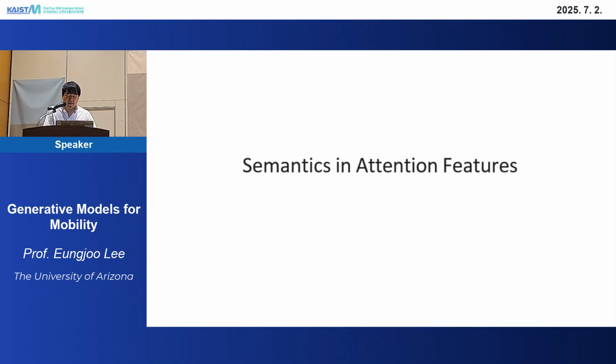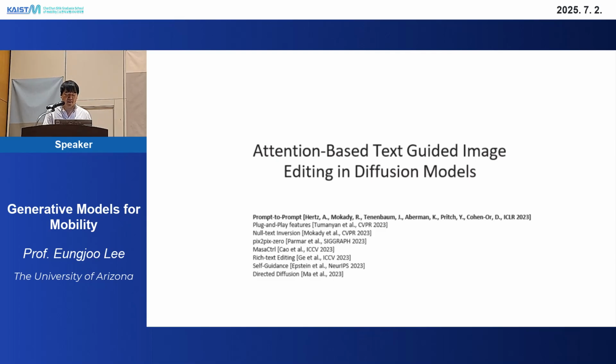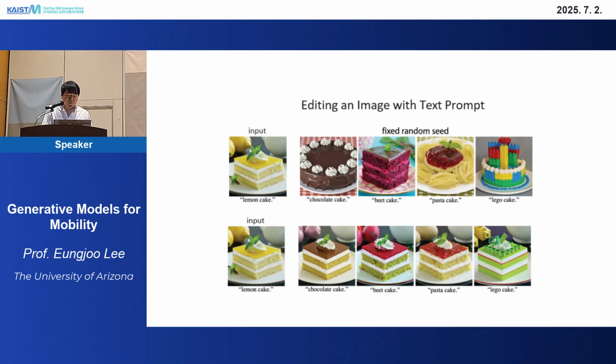And next, I will talk about some semantics in attention features, which is quite important in transformer models. There are many papers published recently that try to utilize this attention map for image generation, especially using diffusion models. So these are examples of image generation using a text prompt. If you see the top figure, let's assume that you have an input image with a cake, and you can inject a text prompt with a different type of noun, such as chocolate cake or beet cake and pasta cake as well.